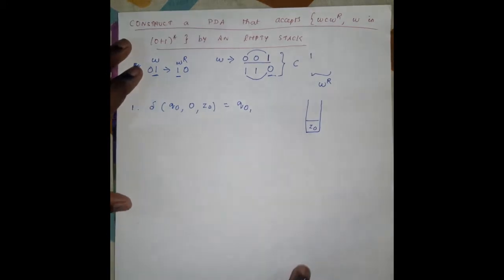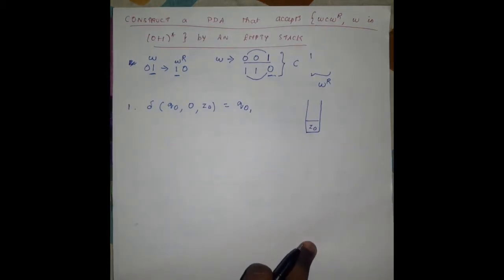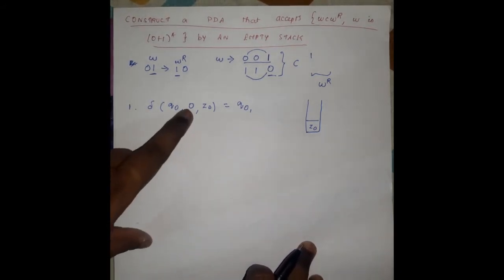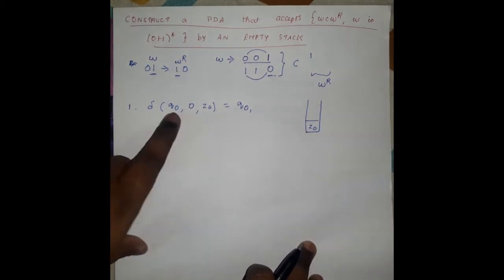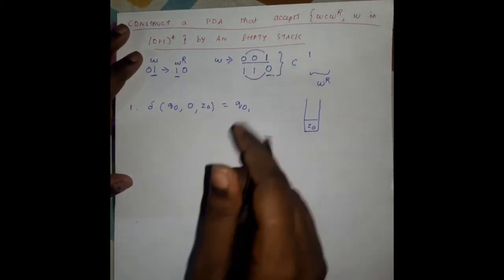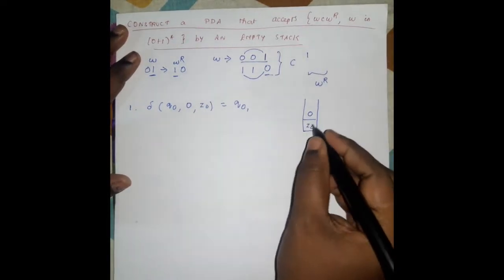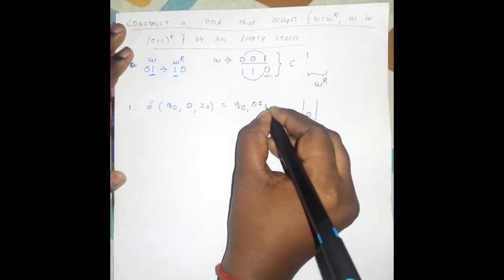As I already said, during the whole push operation the current state remains itself. Whenever the pop operation is performed after the push operation, only then is the state changed from the current state to the next state. So here no pop operation is performed; we are just going to push the element 0 into the stack, so the state remains q naught. After reading 0, the stack elements are 0 z naught.